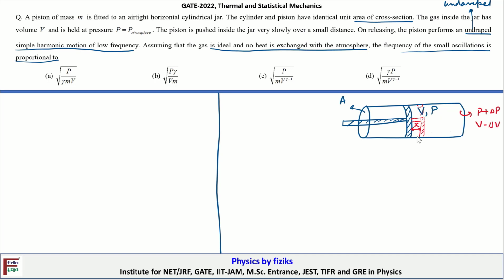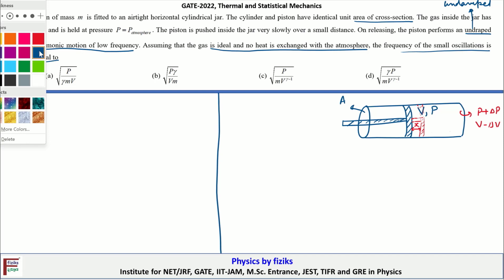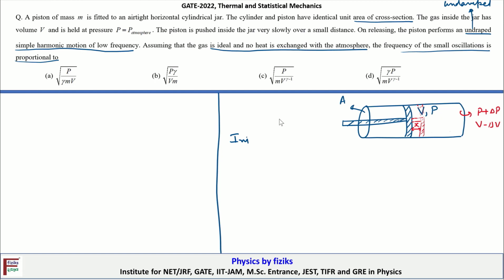On releasing the piston, it performs undamped simple harmonic motion of low frequency, and we have to determine which factor that frequency is proportional to. So now let's figure out the solution. We have an initial condition, and then a final condition.